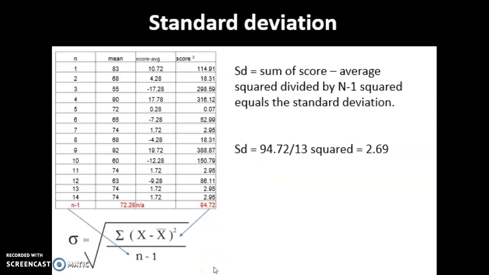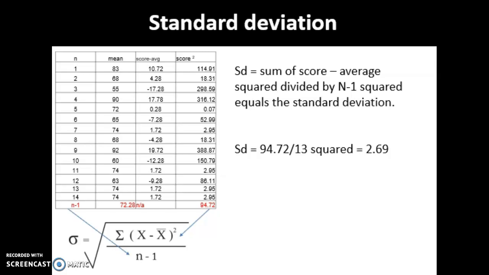So now moving on to standard deviation. Standard deviation is defined as a quantity expressing by how much the members of a group differ from the mean value for the group. So this means that basically it is a value telling you how much your participants' values have differed from the mean of that group.